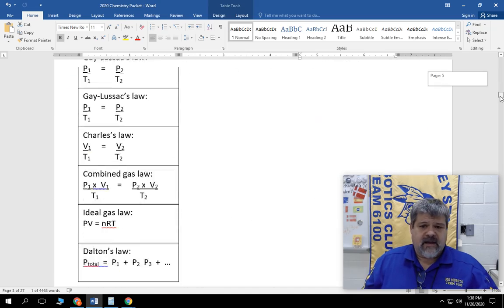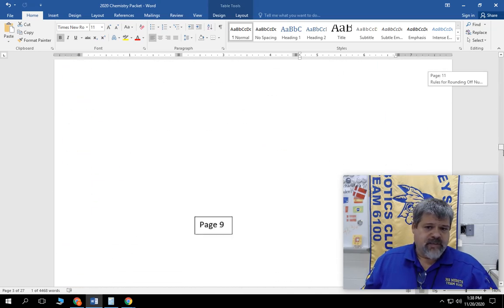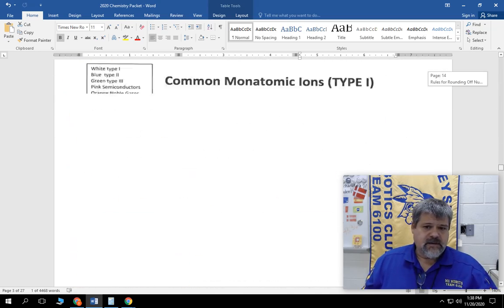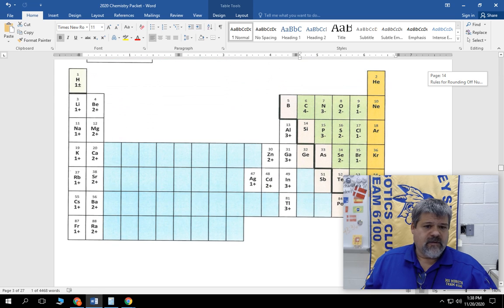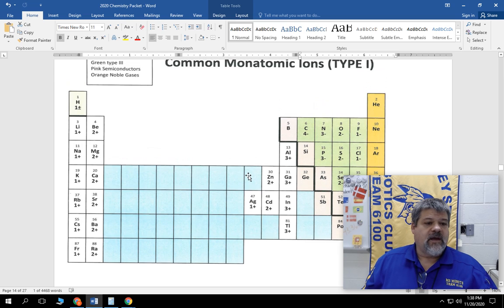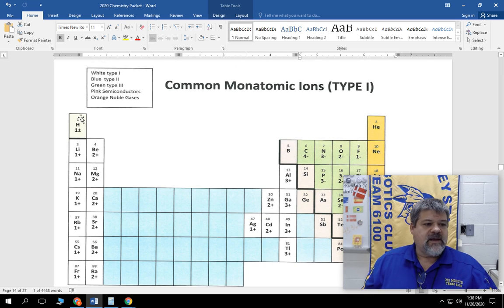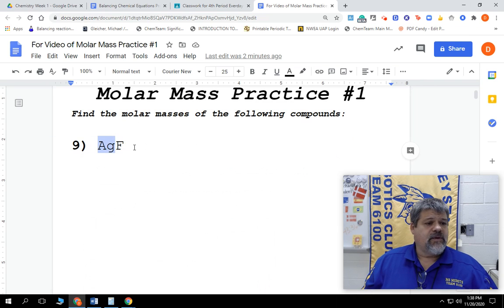Again, we're going to use our packet. We're going to scroll down to page 14. And here is page 14, and we're going to notice that Ag is there. Well, there you go. It is a type 1 because we know that the ones that are white are type 1. It only has one charge, and that charge is a +1. So we're going to put that over here.